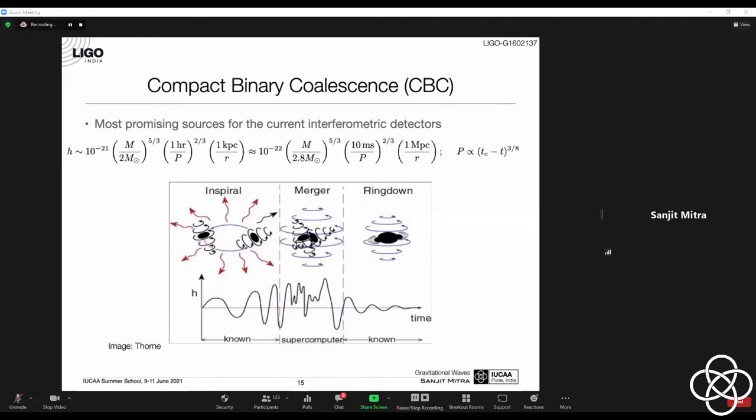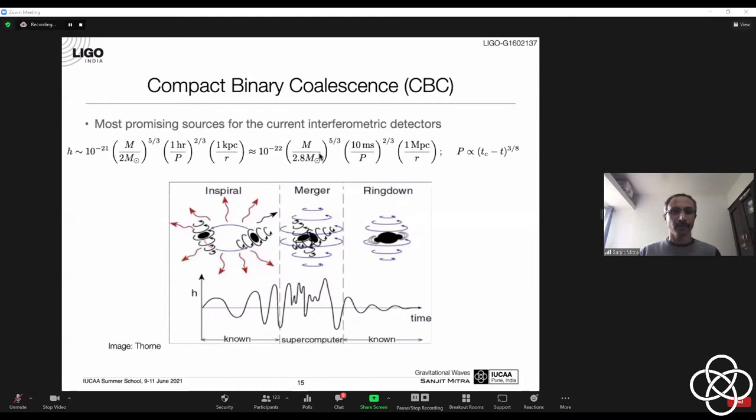I think it will be better if I turn on the video. Okay, I cannot see my video, but I think you can see. Maybe we can see from here. Assuming that you can see my video, I'm just going ahead with this.